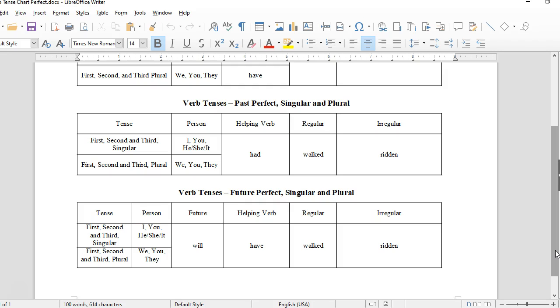Another way to think of it is, I will have walked for several miles by the end of this month. I will have ridden my bike for several miles by the end of the month. But the good news again with this tense is that the helping verb will always be "have." I don't have to choose between has or have. And my future tense is indicated with "will."